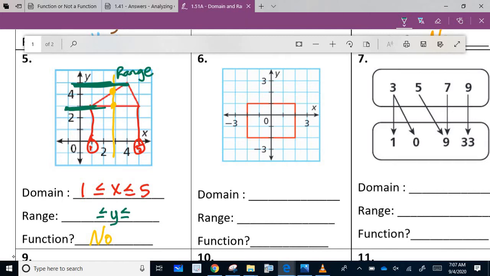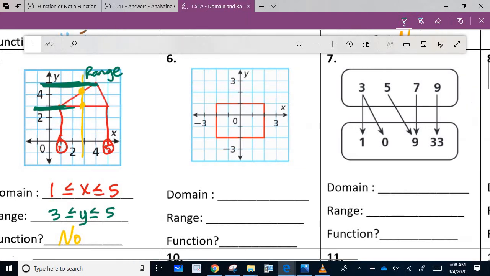The lowest point right here is at a 3. The highest point is at a 5. So we have 3 is less than or equal to y, less than or equal to 5. Always make sure that when you're reading this, 3 is less than 5. Make sure you put it on the correct side.